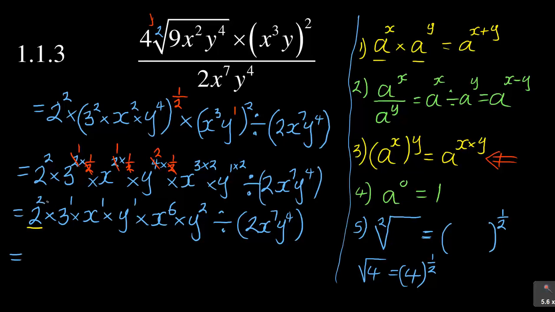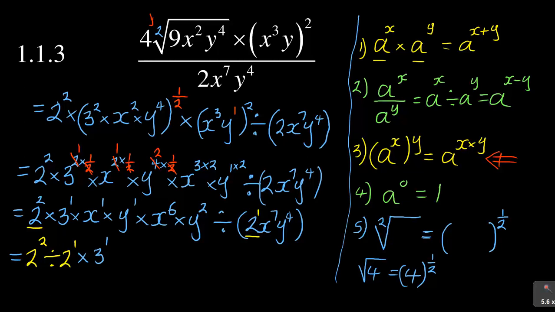Now if I look at the bases, I've got also another 2 there. Because it's just a 2, it means there is a silent 1 there. Because of this division sign between the two, I will write it in a different pen. It means it's 2 to the power of 2, now divided by 2 to the power of 1. I think you can see what I'm doing there. And then after that, I have times 3 to the power of 1.